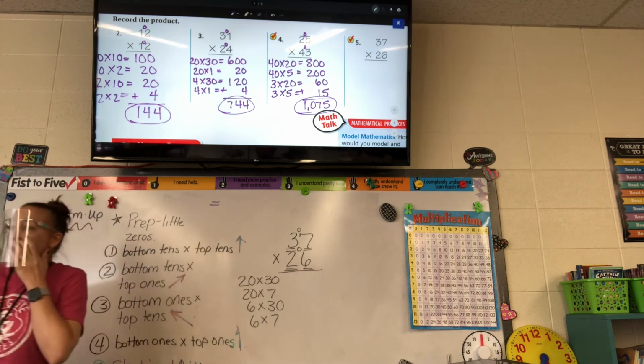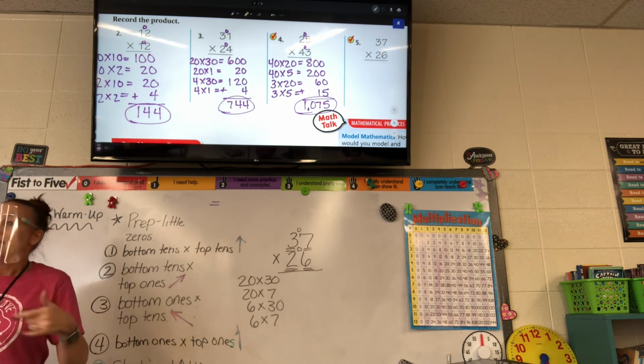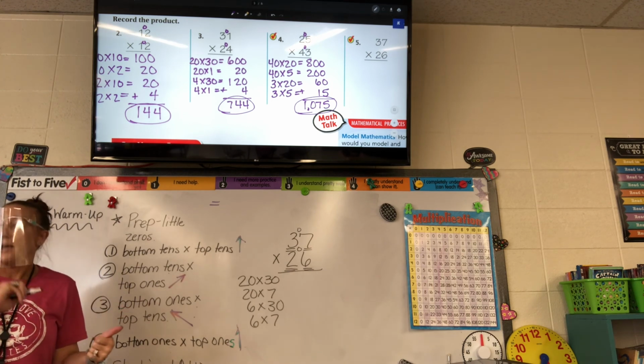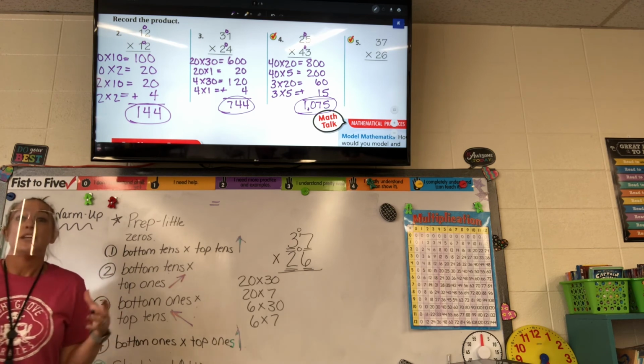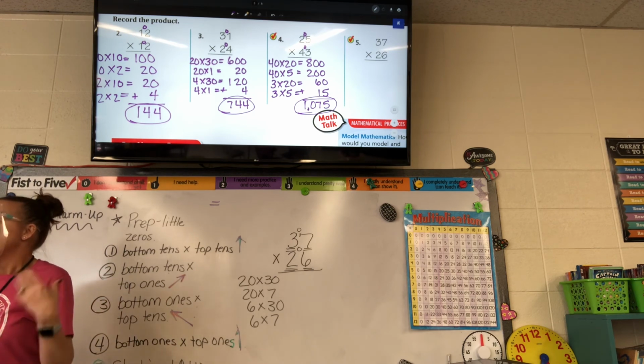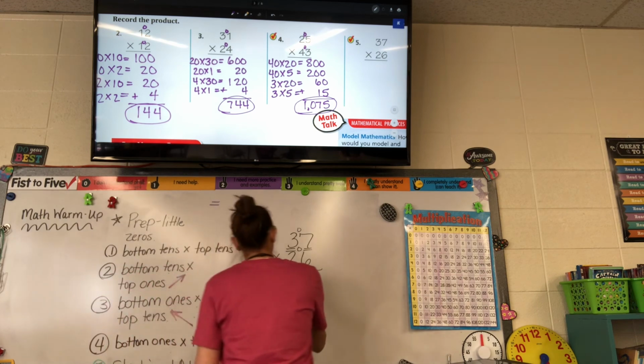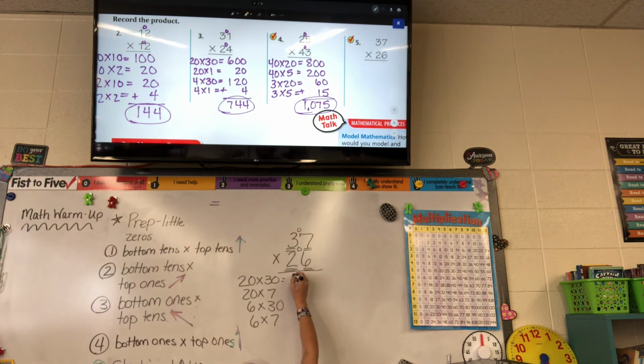Twice. If you want, as you're writing down the problems, if you underline what you just used, if you did it correctly when you're finished, you will have underlined everything twice. Okay? 2 times 3 is 6 with 2 zeros. 2 times 7 is 14 with 1 zero. 6 times 3 is 18 with 1 zero. And 6 times 7 is 42. So 962.